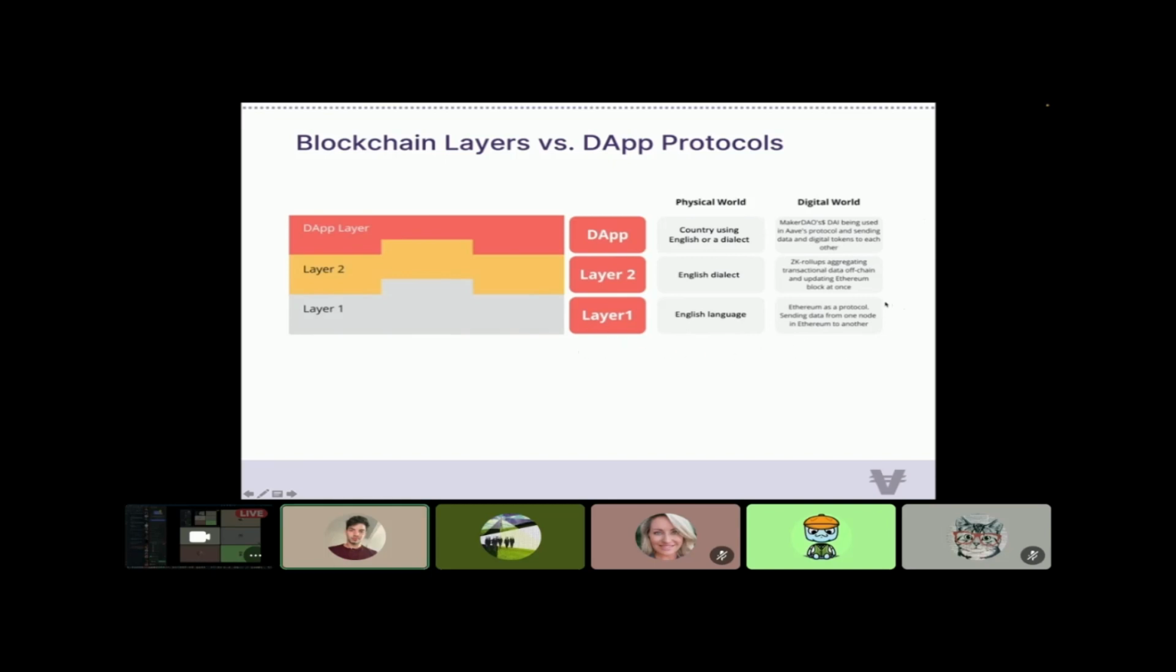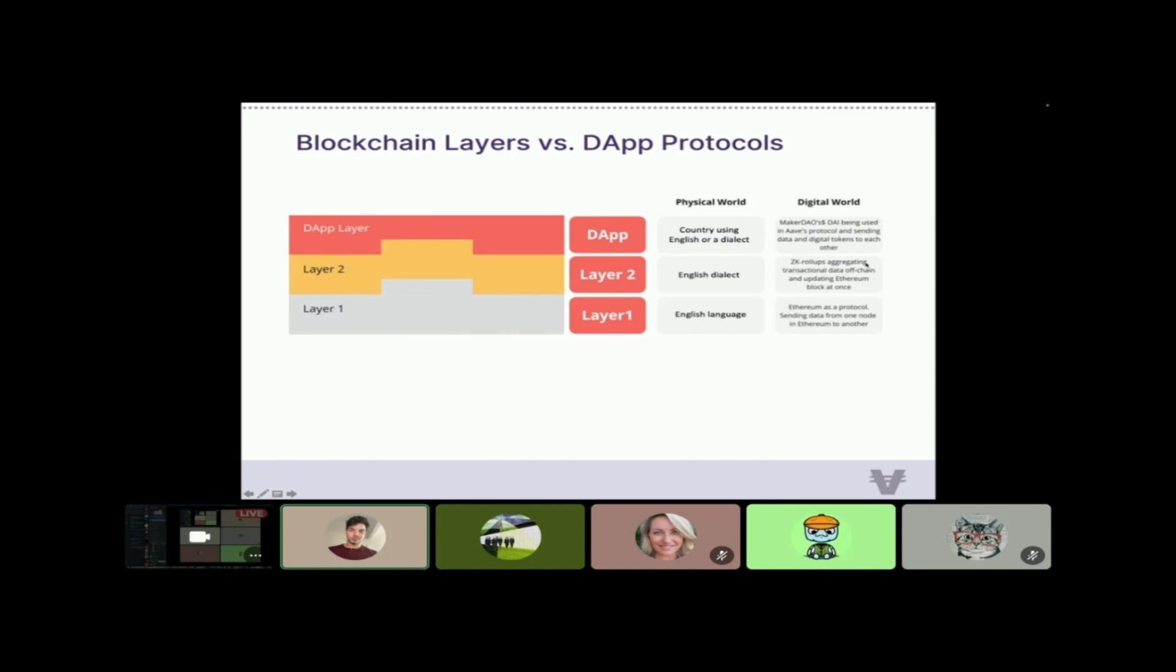So layer 1 is pretty much a protocol, the blockchain, for example Ethereum, and that can send data from one node to another node. The node in this case is a computer that runs the Ethereum network. And a layer 2 is, as it says, a layer on top of Ethereum, for example. There are several rollups. That's what they call layer 2s. We have a ZK, zero knowledge rollup.